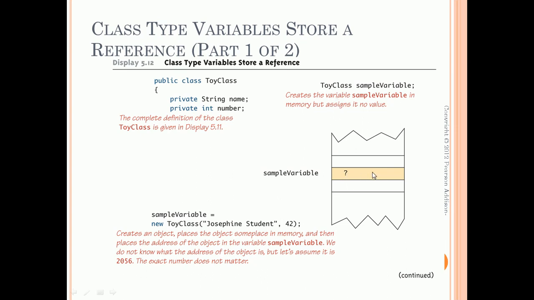And what does this memory contain? It will contain the address where the original object that will contain name and number will be created. For example, now I initiate sample variable is equal to new toy class, and I assign these two values to the data members using the argument constructor, right? So now what will happen?